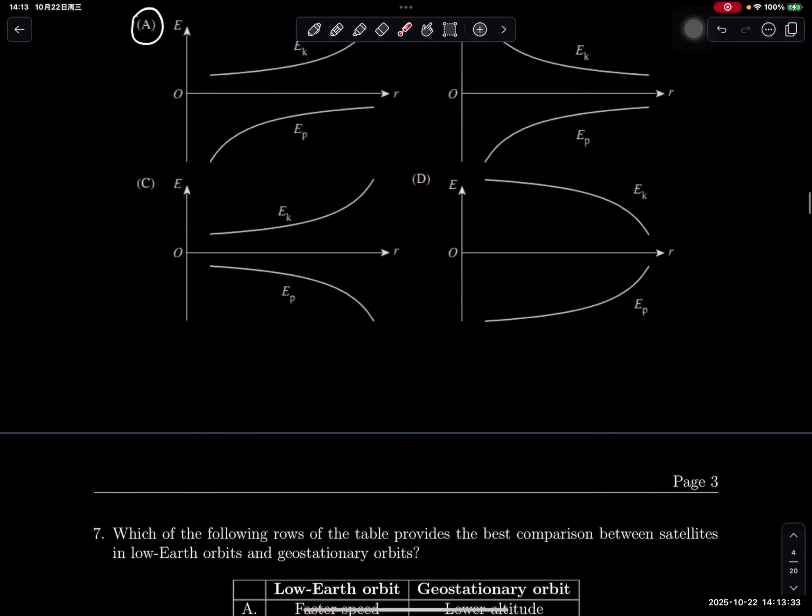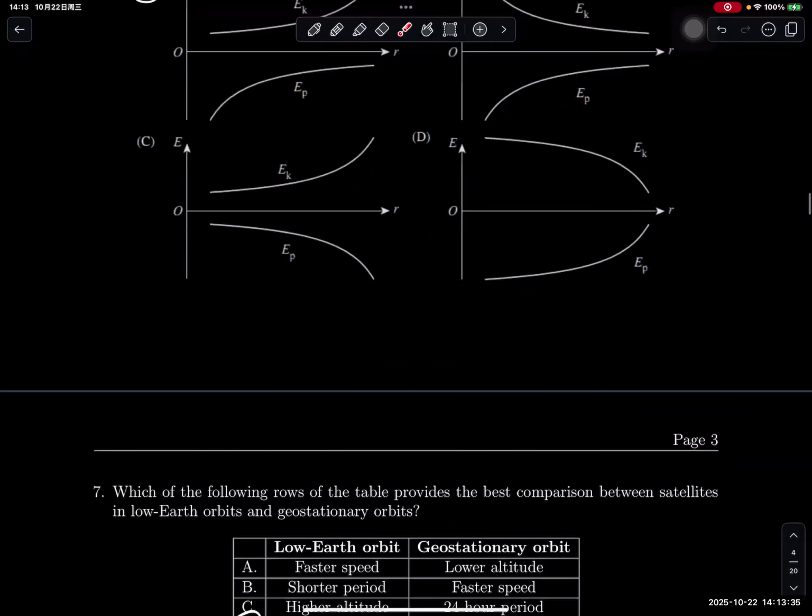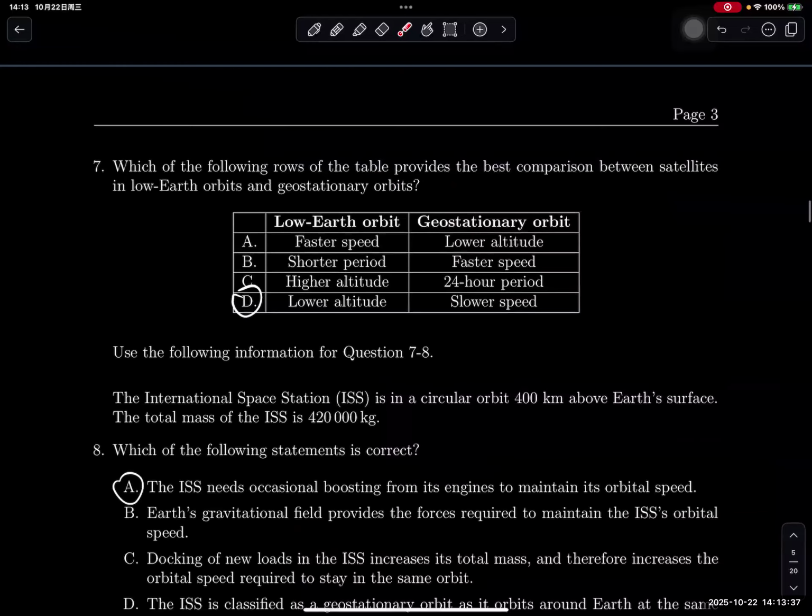That's pretty good. Question seven. Which of the following rows of the table provides the best comparison between satellites in low Earth orbit and geostationary orbit? Low Earth orbit has a lower altitude and geostationary has a higher altitude. Because of the orbital speed equation, I'm just going to remind you, v is equal to the square root of GM over r, we have a larger radius at geostationary orbit, so that means a smaller speed.